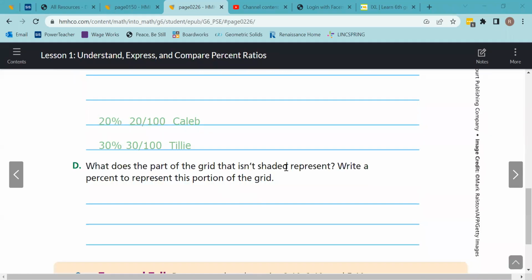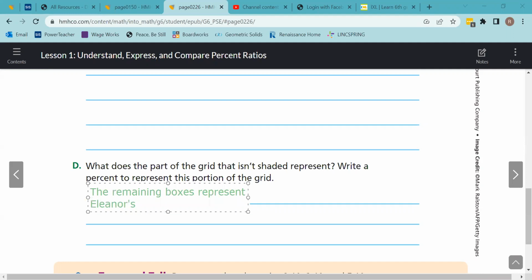D, what part is on the grid that's not shaped? What does that represent? Write a percent to represent this portion. So we've got Caleb's portion covered, we've got Tilly's portion covered, and the remaining boxes represent Eleanor's earnings, which is 50%, half of everything.